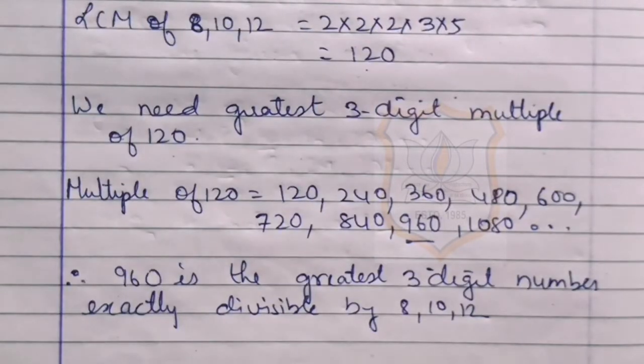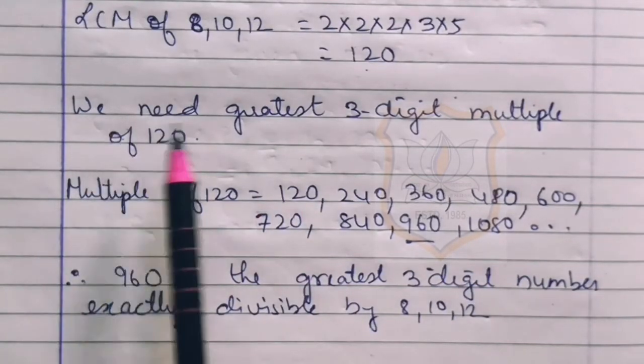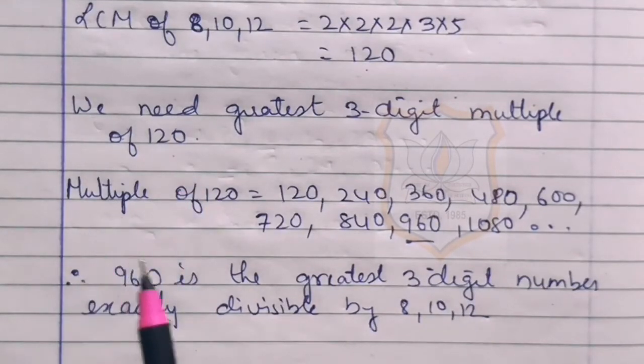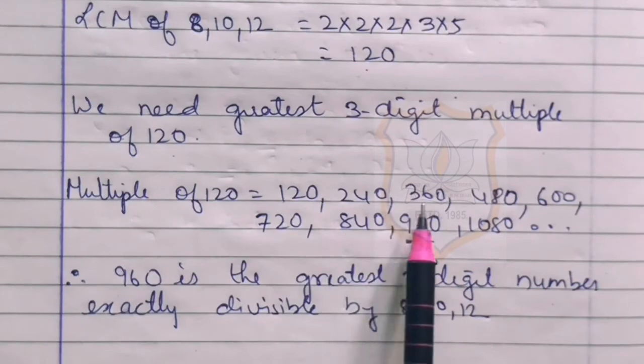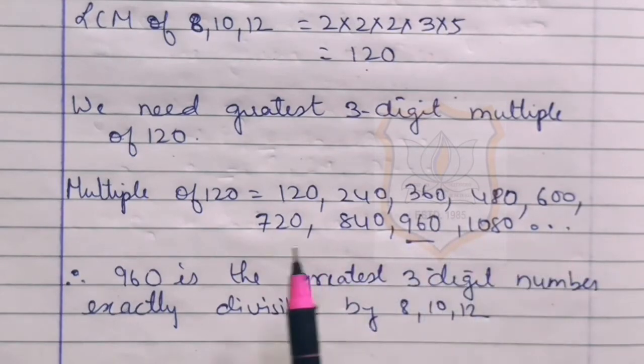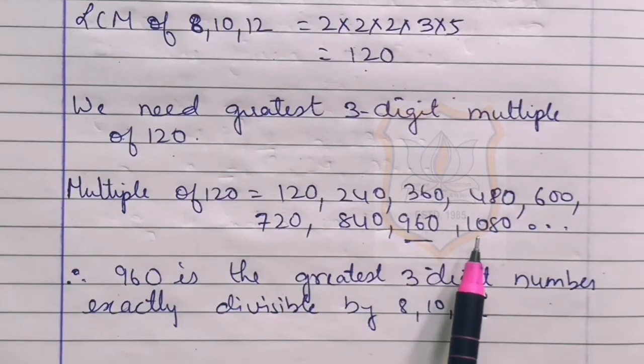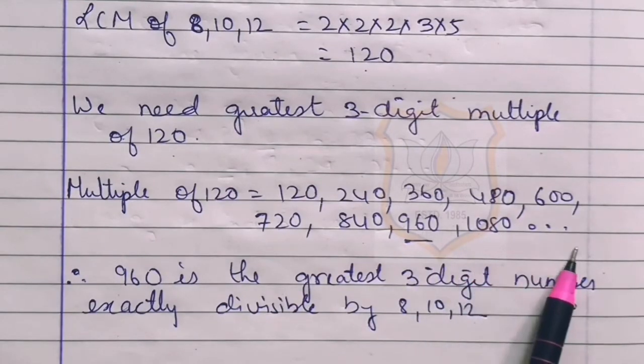Here also, to find out the greatest 3-digit number, we will first find all the multiples of 120. We need the greatest 3-digit multiple of 120. So multiples of 120 are 120, 240, 360, 480, 600, 720, 840, 960, 1080 and so on.